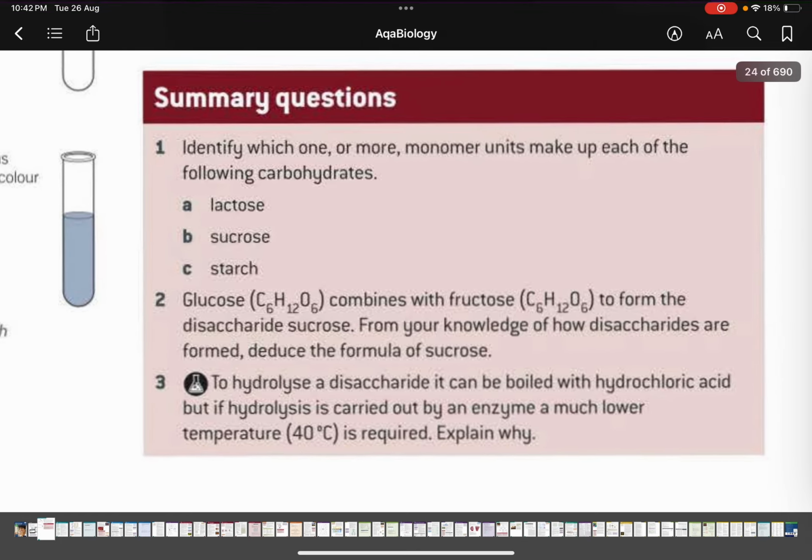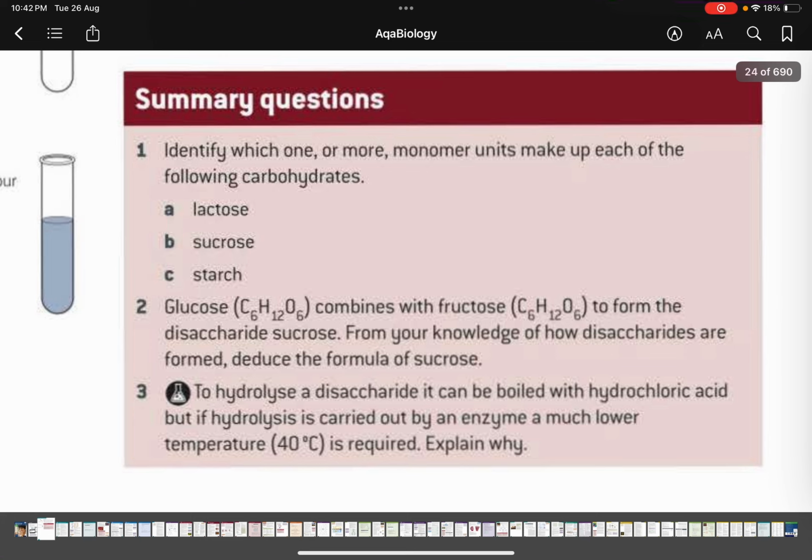Okay, we're going to be doing these summary questions, and then we're done with this session. Identify which one or more monomer units make up each of the following carbohydrates. So for lactose, we have glucose and galactose. Sucrose is glucose and fructose. Starch is made up of multiple alpha-glucose monosaccharides that are joined together by glycosidic bonds as a result of many condensation reactions. Glucose combines with fructose to form the disaccharide sucrose.